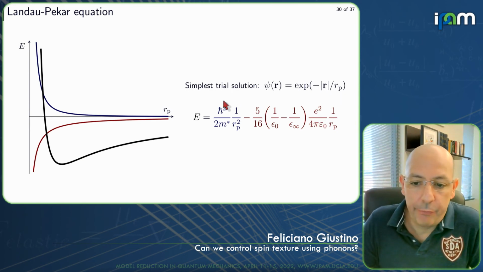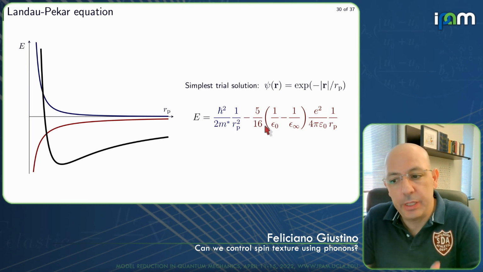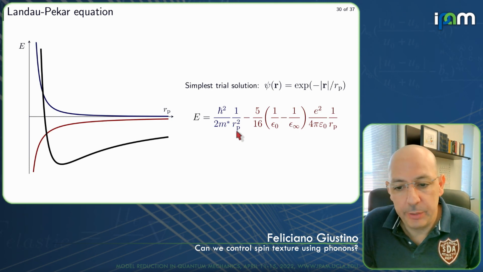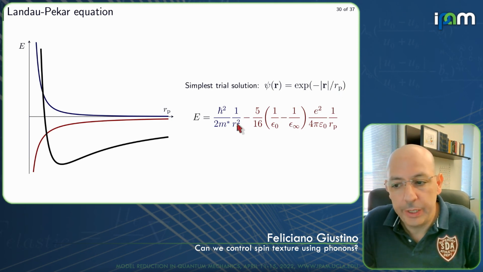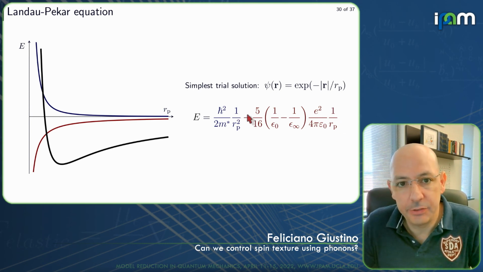You obtain a first term, that is the kinetic part in blue. Second term is the interaction with the lattice in red. The most important observation is that the first term goes as 1 over the size of the wave function squared. And the second term goes as 1 over the size, and it has a negative sign.